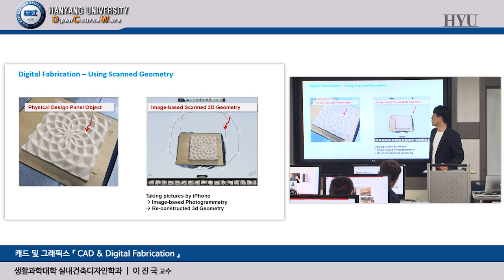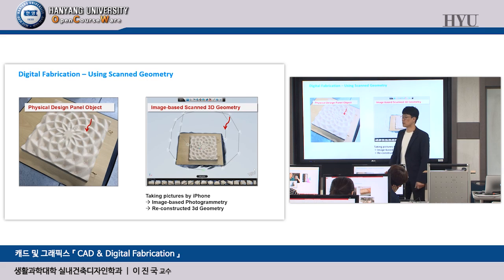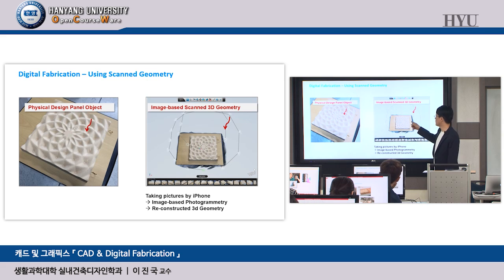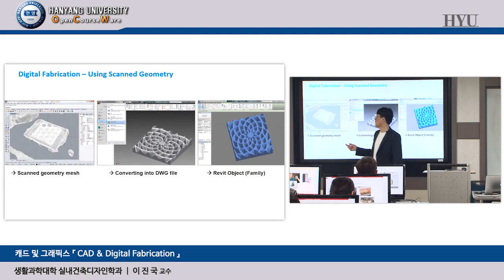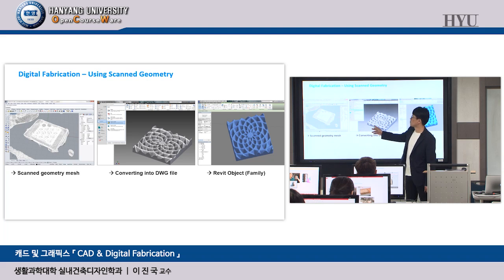So I'm going to show you how to use that kind of app for your design or 3D printing and so on. Take a look. This is a real panel object. But by using your smartphone, taking a series of pictures like this, the geometry can be imported to your computer tools in order to edit. Simply edit: unnecessary geometry can be removed, and you can add some more or modify using this kind of tools.